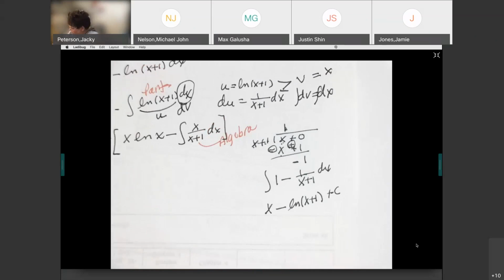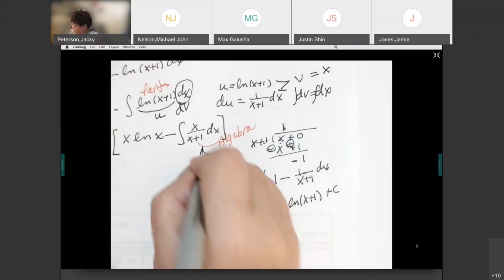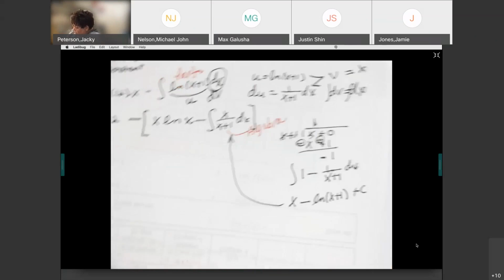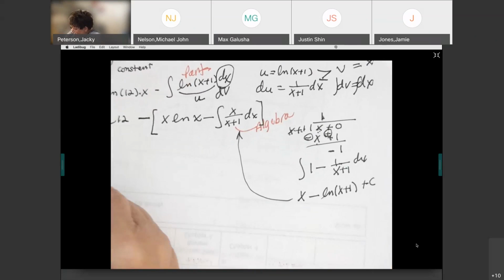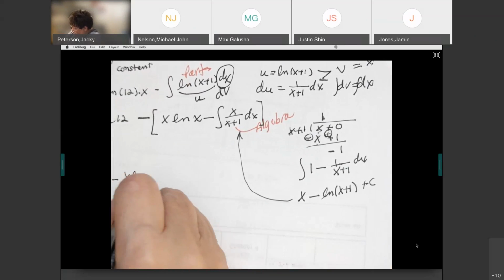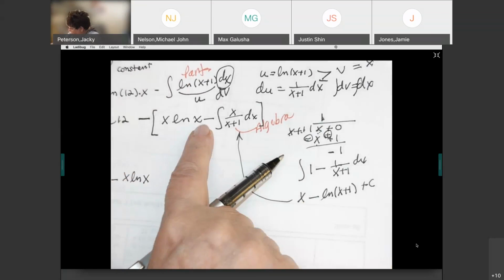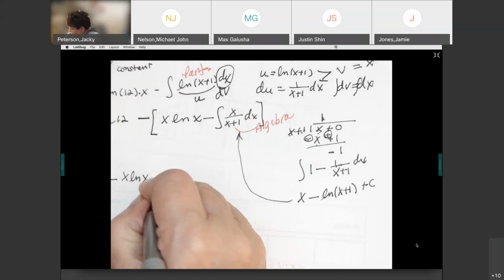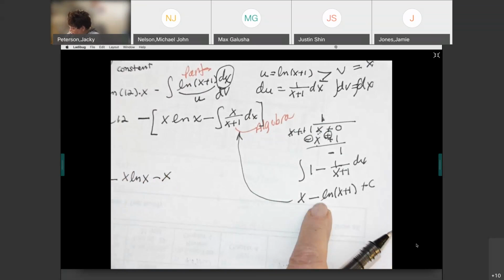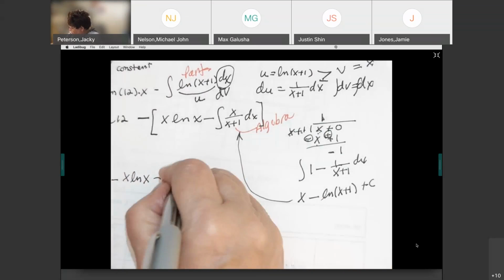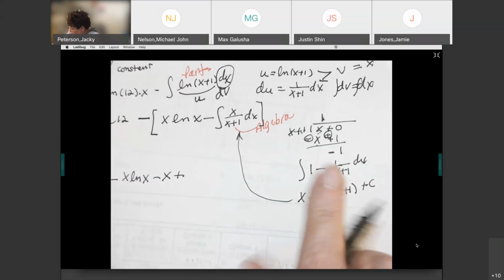So that really is what replaces that there. So that becomes x natural log of 12 minus x natural log of x, and then minus x, and then plus the natural log of x plus 1.